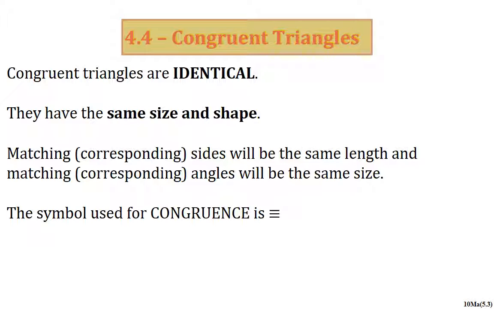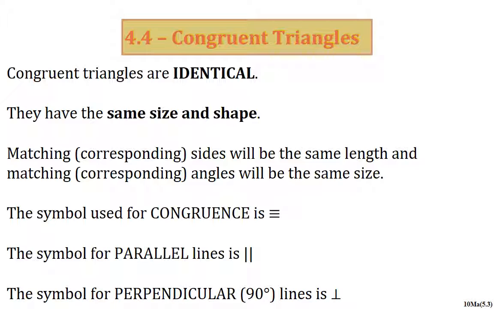Three horizontal lines equals congruence, two vertical lines is what we use for parallel, and there you can see our symbol for perpendicular lines, for lines that are at right angles.